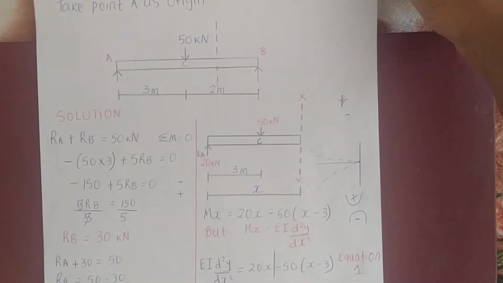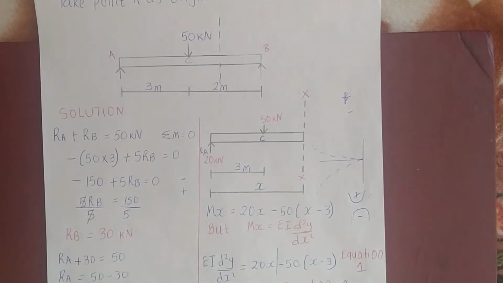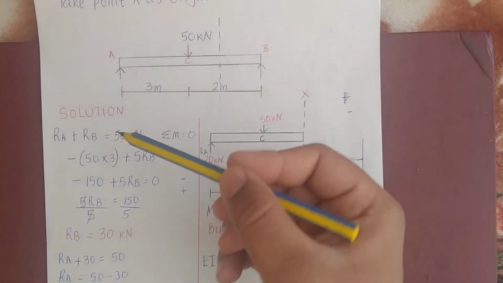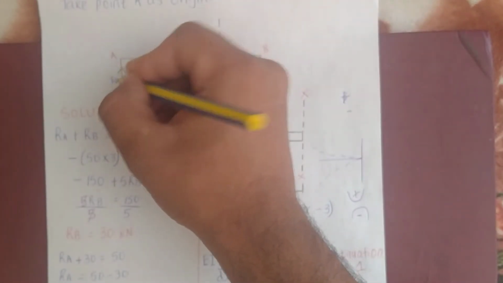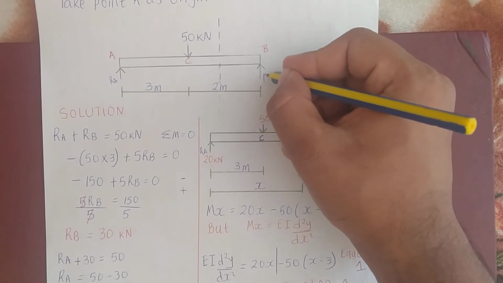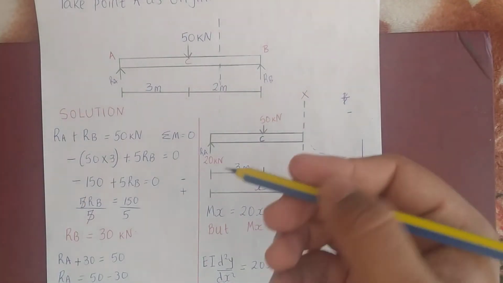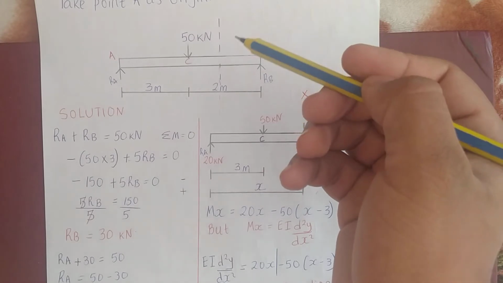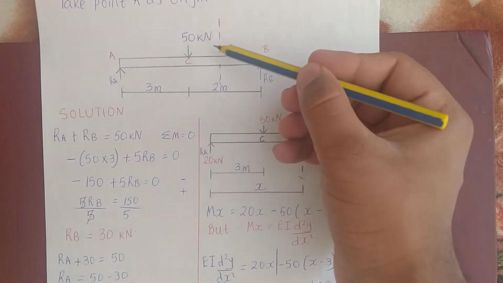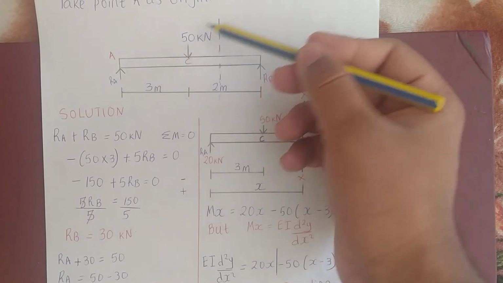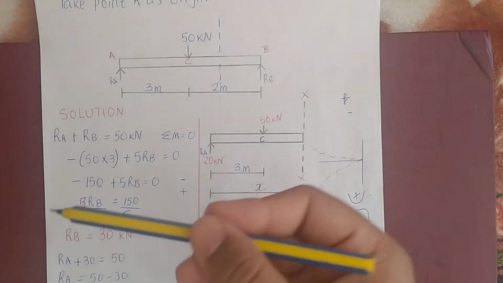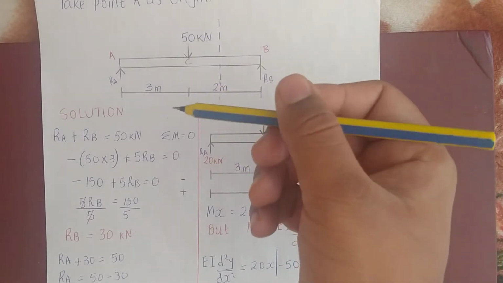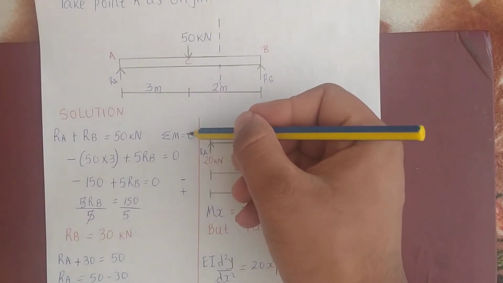First of all, I shall start by calculating the reaction at A and the reaction at B. So my reaction at A, which is over here, RA, plus my reaction at B, RB, is equal to 50 kilonewtons. When you have another load, you'll have to add the two loads, but for this case we have only one point load, which is 50 kilonewtons, so we shall not add anything. So RA plus RB is equal to 50 kilonewtons, and then let's say that the summation of moments is equal to 0.